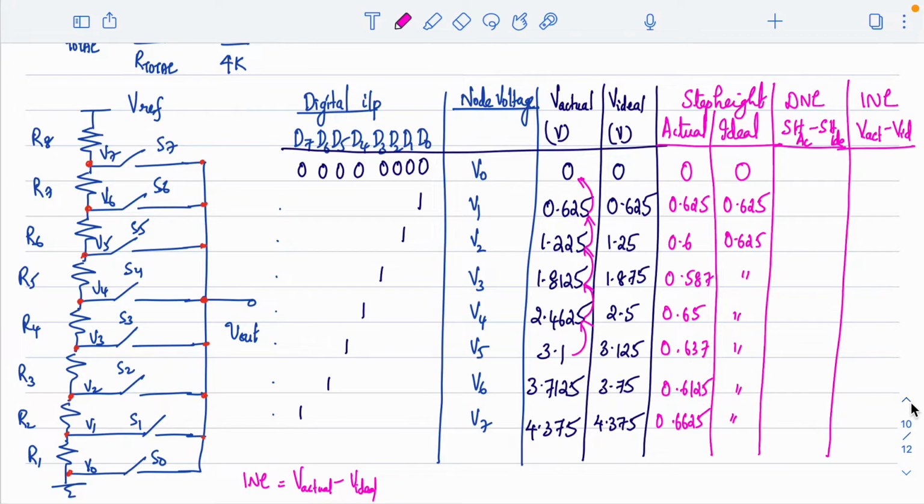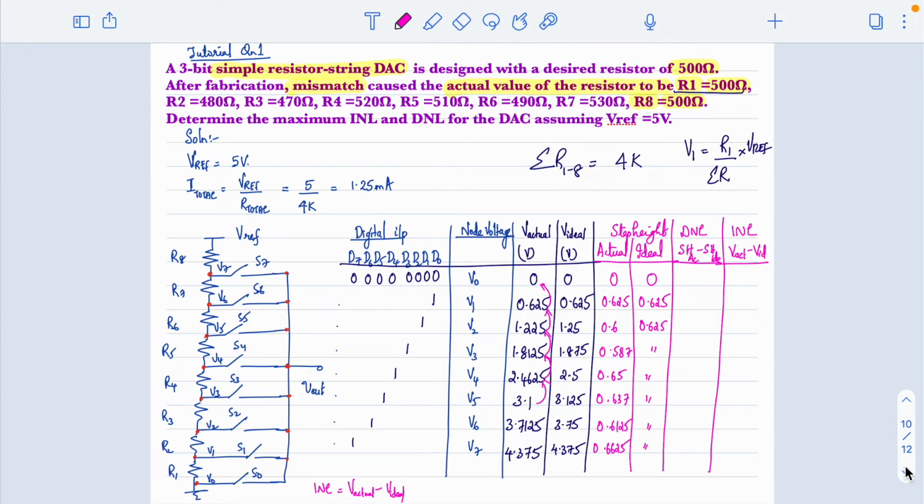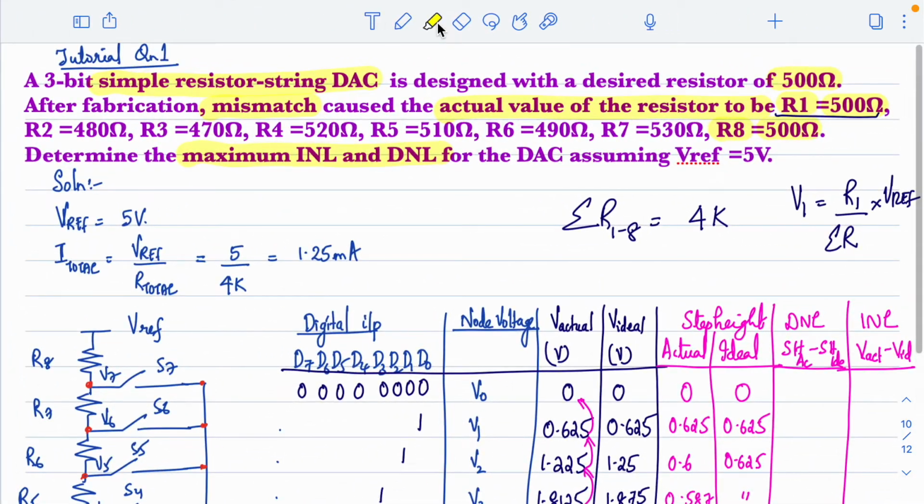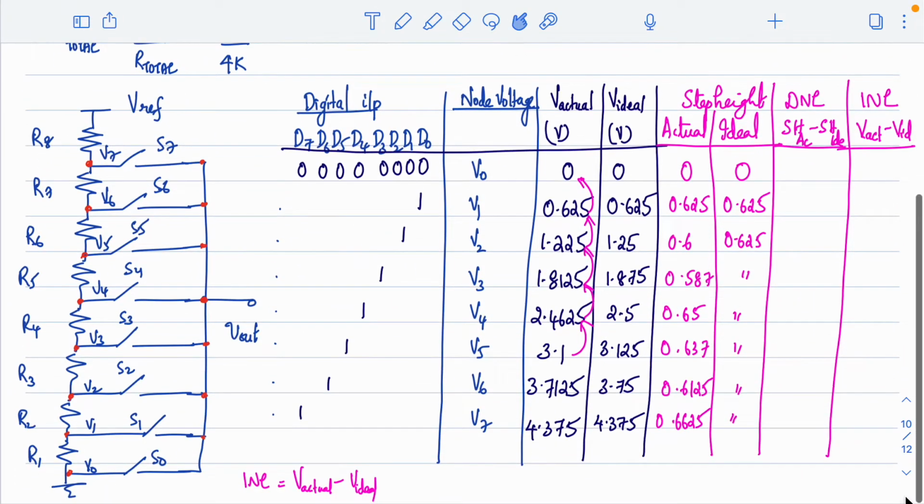Now if you look at the question, it says determine the maximum INL and DNL for the DAC. That can be obtained after getting all the values. So I can wait for maybe 1 or 2 minutes, just calculate the DNL values and INL values and see what the DNL max and INL max are.